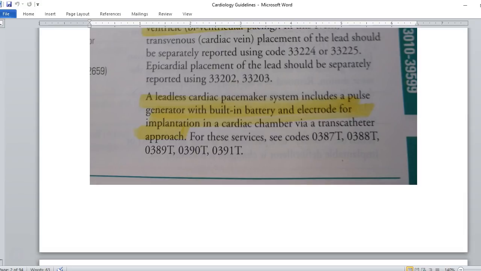However, you'll notice these all end in a T. Remember, anything that ends in a T is for temporary. They're category 3. The hope is that eventually this newer technology will make its way into the code book. So these are things that if you're in the field and you're coding for, be careful.